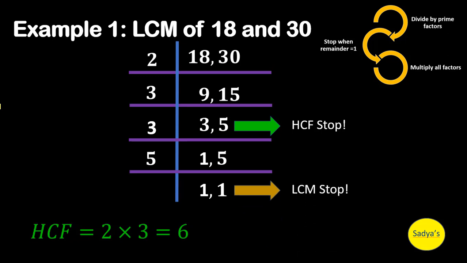To find LCM, we multiply all the numbers written on the left. So LCM is equal to 2 multiplied by 3 multiplied by 3 multiplied by 5, which is 90. So the LCM of 18 and 30 is 90.